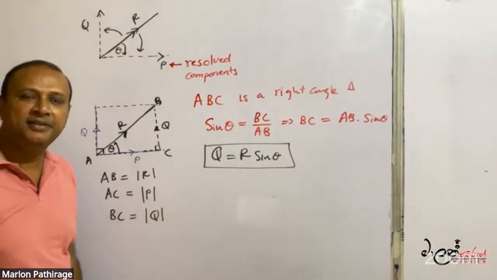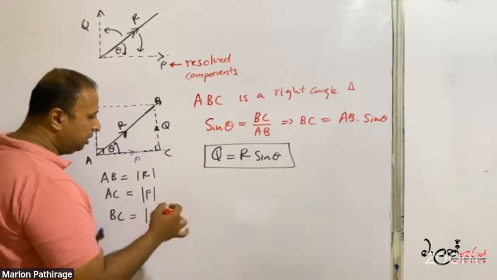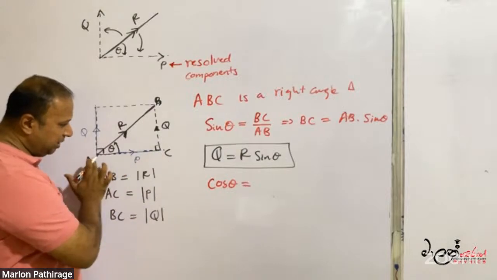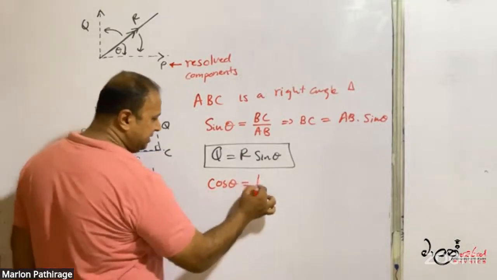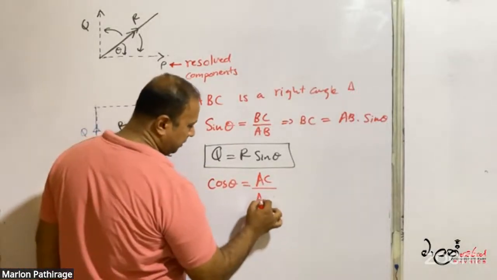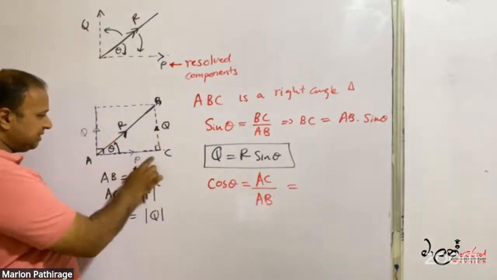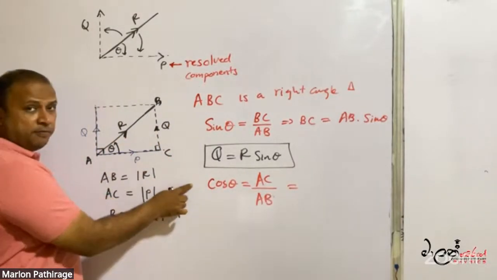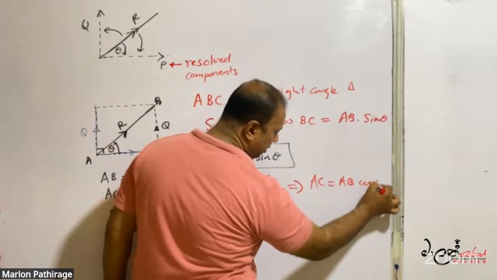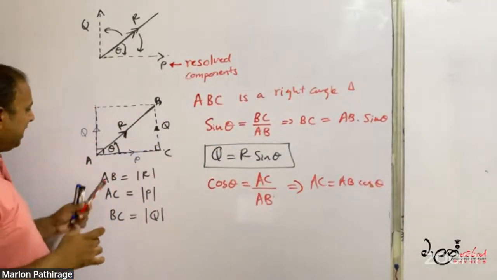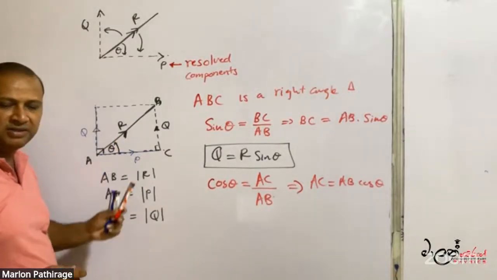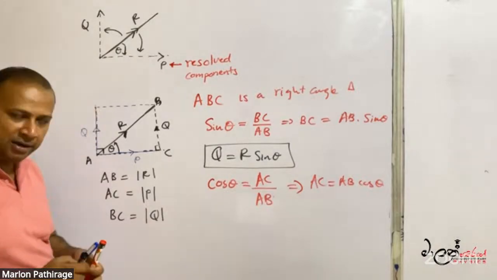Then you can write an expression for cos theta. Cos theta is equal to adjacent side AC over hypotenuse AB. Therefore, adjacent side AC is equal to AB cos theta. AC means P, that means P is equal to R cos theta.